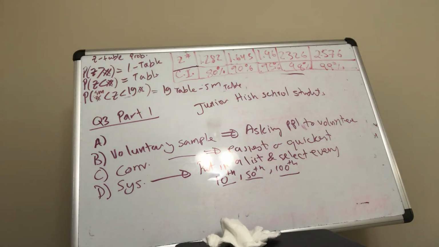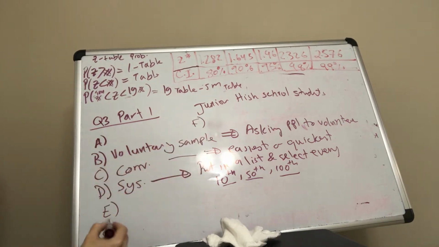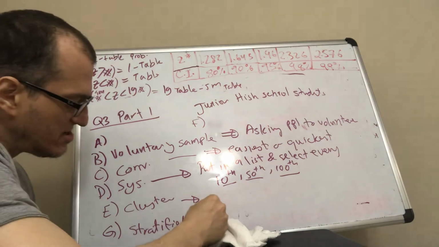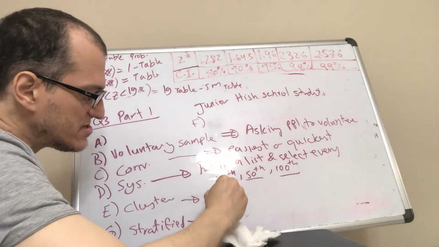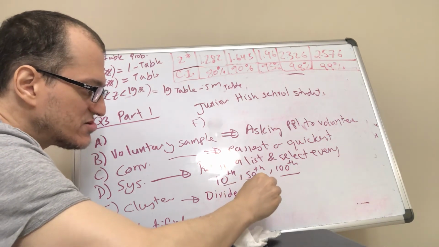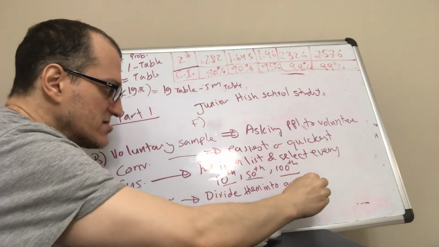There is cluster and stratified, so that's E and G. I still need to talk about A and F. I'm talking about E and G together because they're related. One is called cluster, one is called stratified. In both of them, there is some kind of division. Divide them into groups. And that's for both cases.